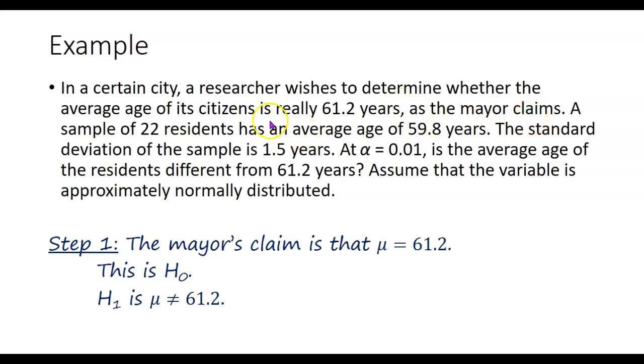So the mayor is claiming that the average age of the citizens in this city is 61.2 years. So we can write that like this: mu, the average or mean for the ages of all the people in the city, equals 61.2. And because it's got an equal sign, it would be the null hypothesis. So the alternative to that would be that mu is different from 61.2 years. It's not 61.2. And so we would write that mu does not equal 61.2. That would be the alternative hypothesis.